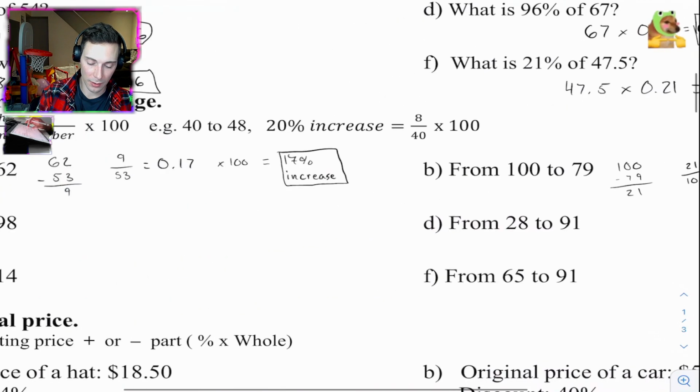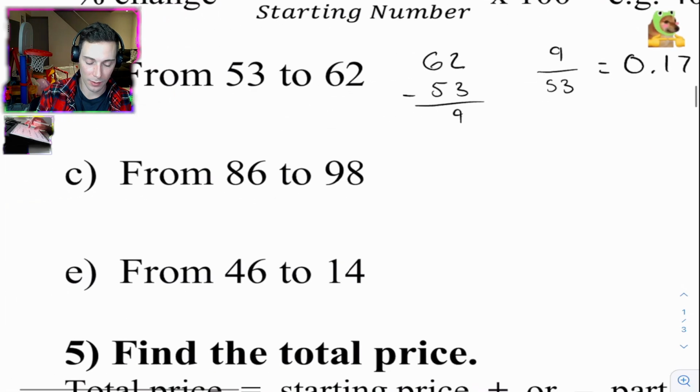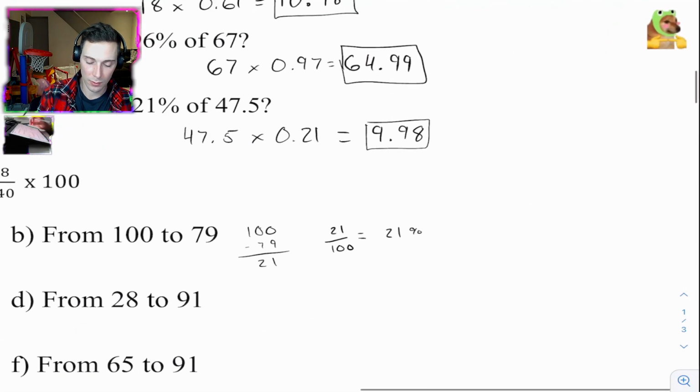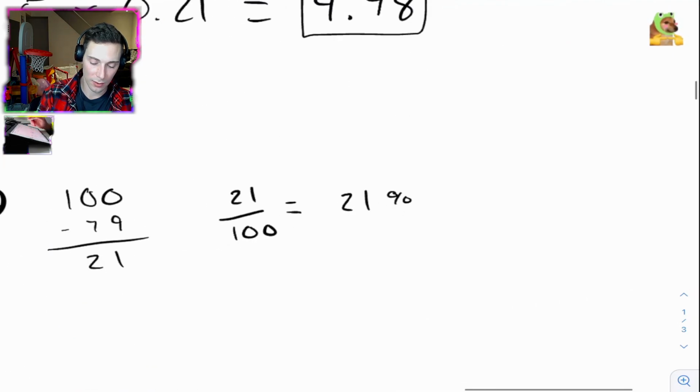It's literally written in fraction form of percent. From 86 to 98. Oh, 21% decrease.